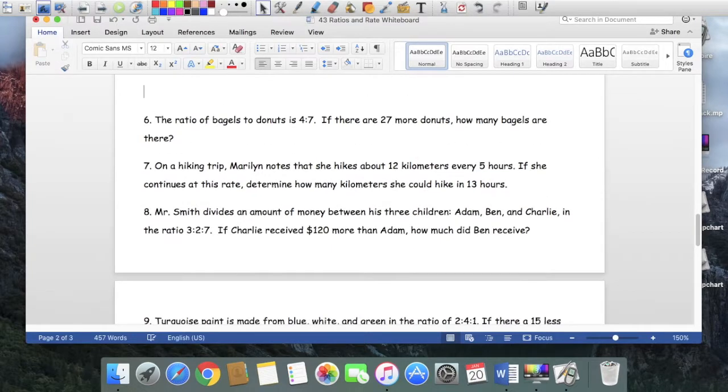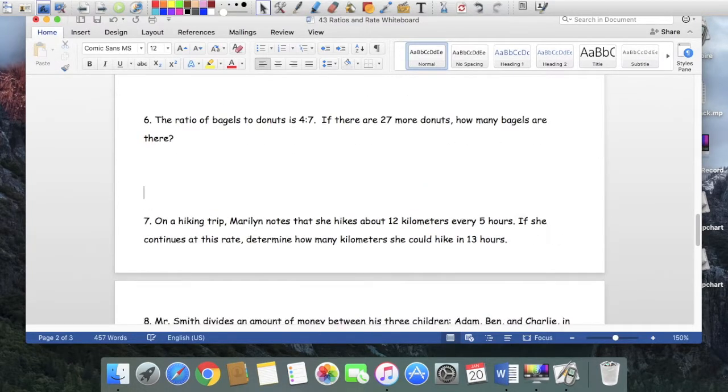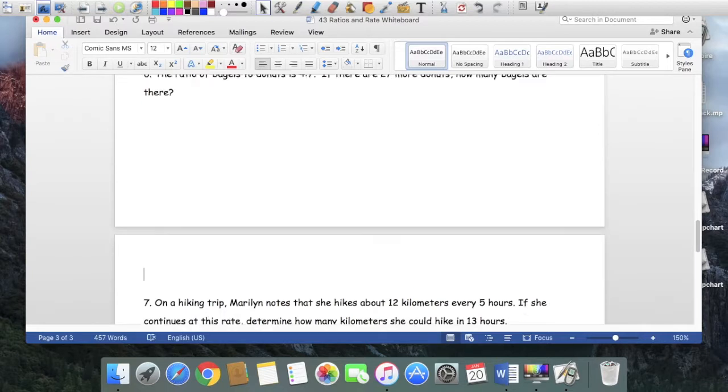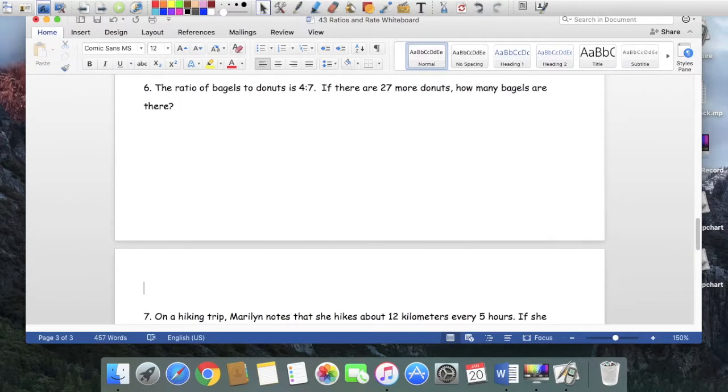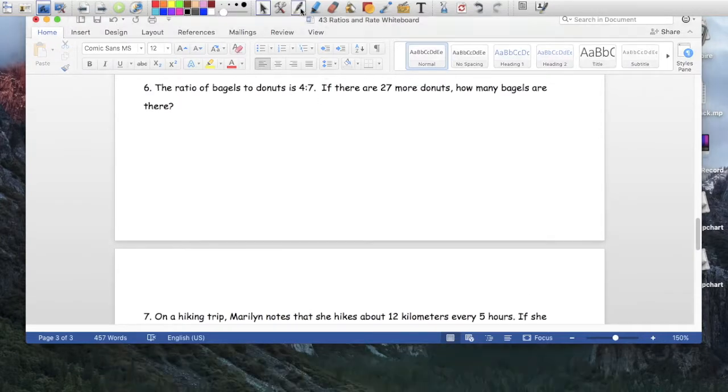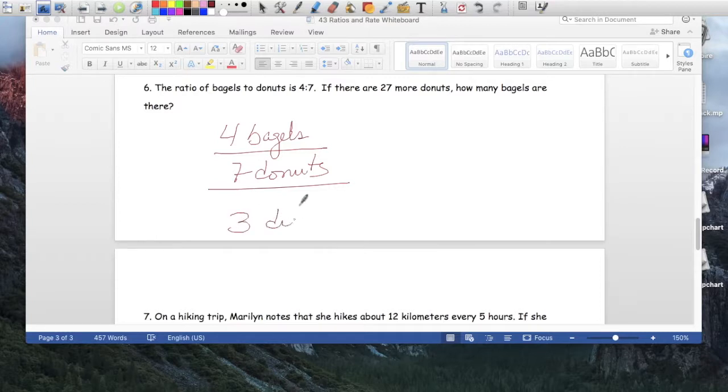Number 6. The ratio of bagels to donuts is 4 to 7. If there are 27 more donuts than bagels, I'm going to do this in a way I don't think we've done in class. I'll do it two ways. I'm going to write 4 bagels, 7 donuts, which gives me a difference of what? A difference of 3.